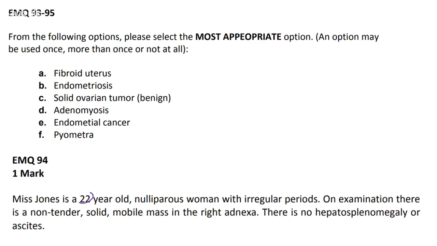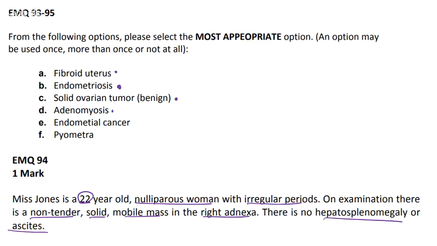Okay. So Miss Jones is 22, so she's young. She's nulliparous, irregular periods, non-tender, solid, mobile mass in the right adnexa. No hepatosplenomegaly or ascites. What do you think she has? Okay, first of all, is that going to be the adnexa? No. Is that going to be the adnexa? Yes, potentially. If you have endometriosis going to your ovaries, you can. Okay. A benign ovarian tumor. That is the most common cause. Actually, it's not. Is it? No, the dermoid cyst is the most common cause. Look up what the most common cause of an ovarian tumor is. Okay, it's in the Y files as well.